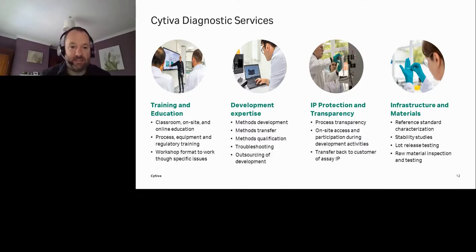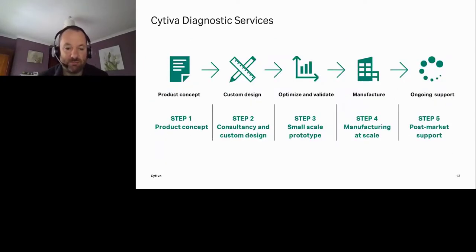Okay, to move on from that, this covers a typical customization and development process and how we can work together. Product concept is a very early stage idea of what you want to achieve, going through to a custom design. If it's working with us, we can look at customization of membranes or pads. We can help with any bespoke designs you want, whether it's a unique cartridge or a unique lateral flow test. Going across optimization and validation, we can help with small scale prototypes and then take that onto a larger scale. Manufacturing, so once you get your product through and onto the market, we will support you throughout that stage, and then obviously ongoing support.